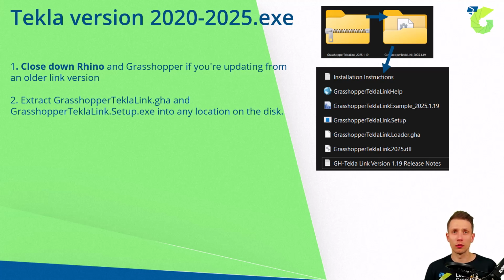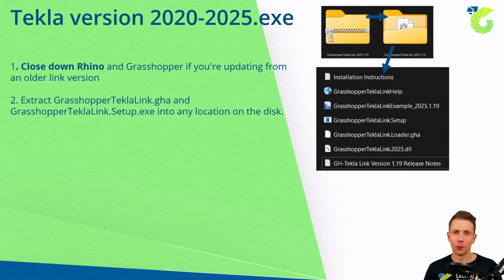If you're downloading from the warehouse or from the Discord, you will download a zip file. The zip file you have to extract, and the best option is to extract it on your C drive at the start. And in the folder, you will find different files. You will see that we have the installation instruction, the Grasshopper-Tekla Live Link help, the Grasshopper-Tekla Live Link example, the live Tekla link, the Tekla link loader, the Tekla link 2025 DLL, and the release notes.